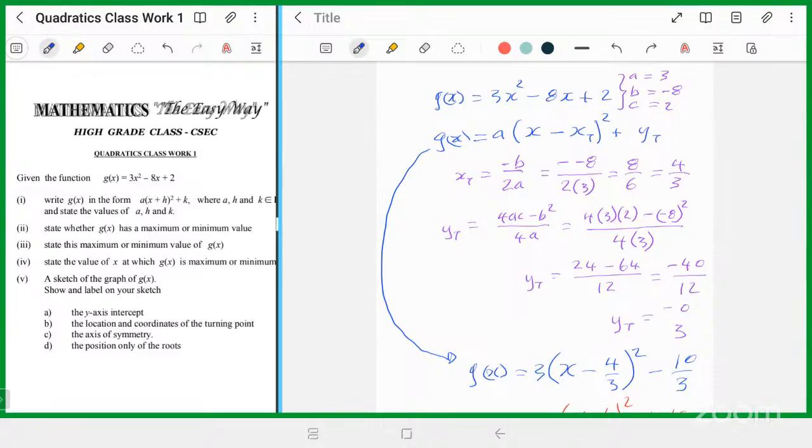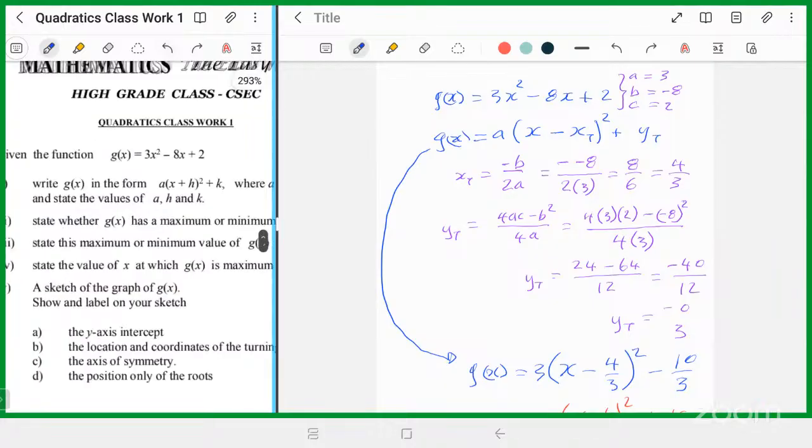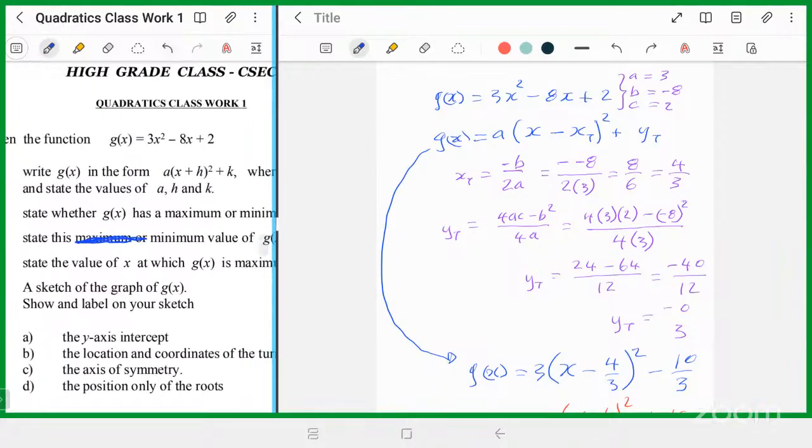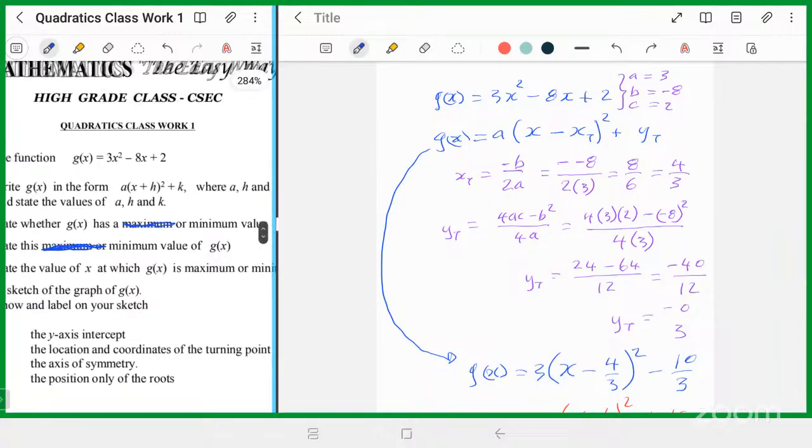So the question asks us now to state the maximum or minimum value, and we know now it's a minimum, so I can cross out this word maximum. We know it's a minimum, so I can cross this out as well. We know it's a minimum because the a is positive. That's why it's a minimum. When the a is positive, the function has a minimum value at the vertex, and the vertex point is a minimum point, having a minimum value.